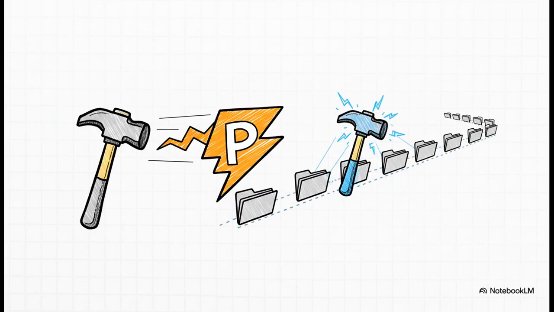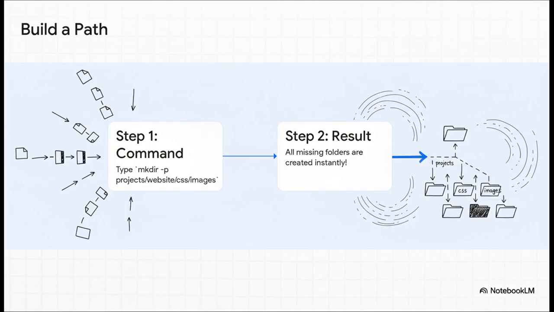This is the power-up you've been looking for, the -p option. Think of it like you're telling the mkdir command, hey, I need you to create this entire path for me, and don't even worry if the parent folders don't exist yet, just build them as you go. And here's the magic. With just one single command, mkdir -p projects/website/css/images, the system goes to work. It makes the projects folder, then it makes website inside that, then CSS inside that, and finally images, an entire structure built in less than a second.